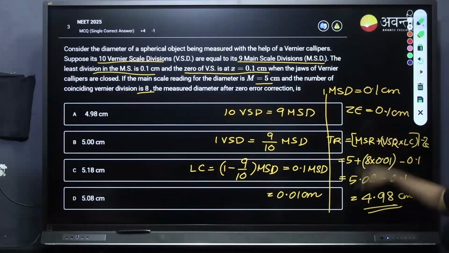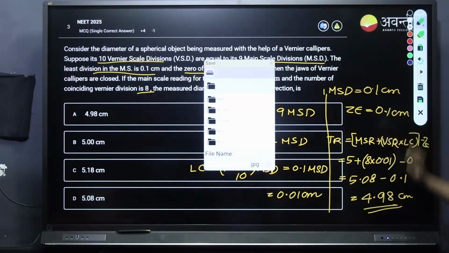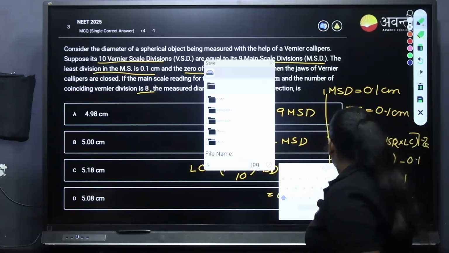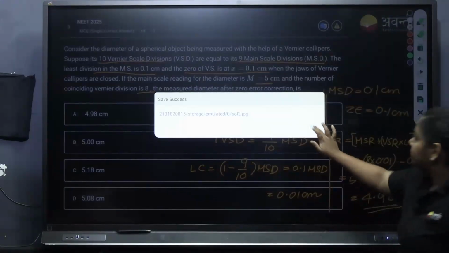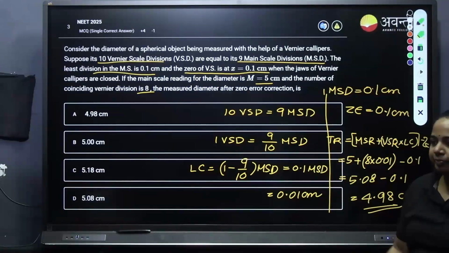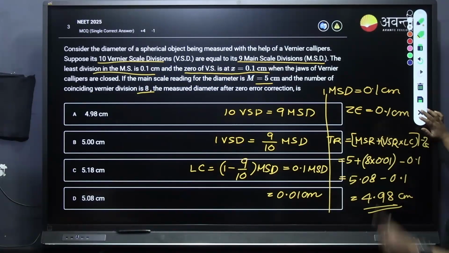Is this question clear for all? Okay, can I clear this board? If you understood, okay. Answer is option A.